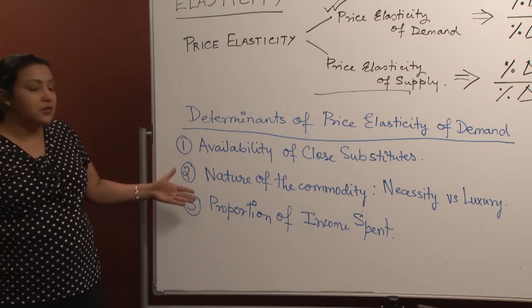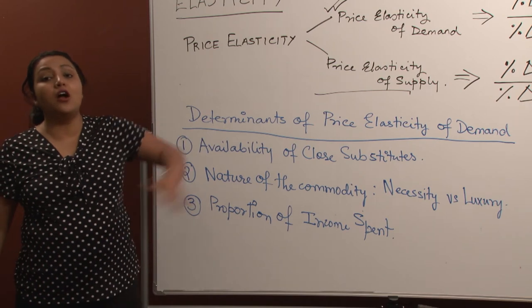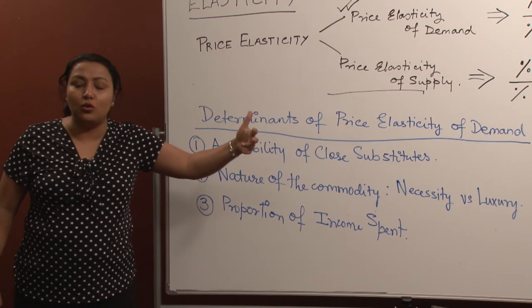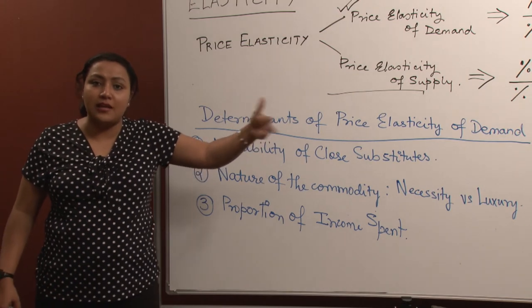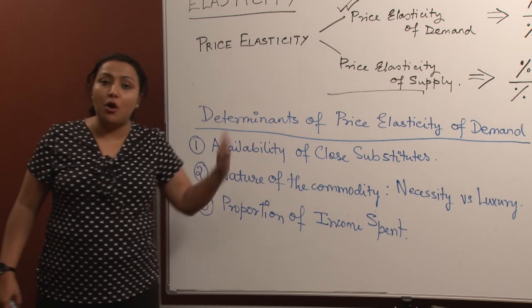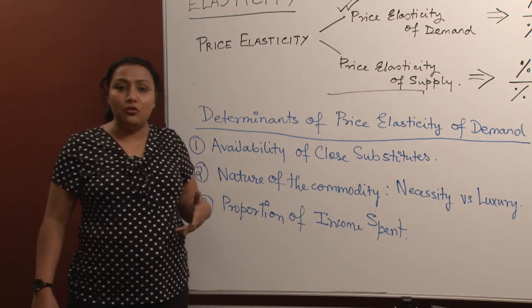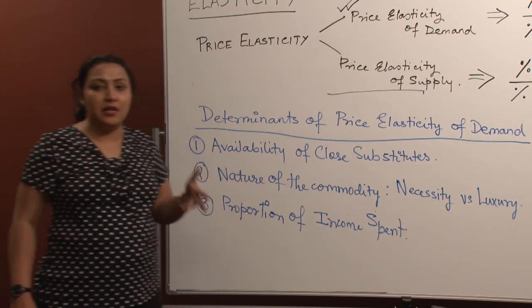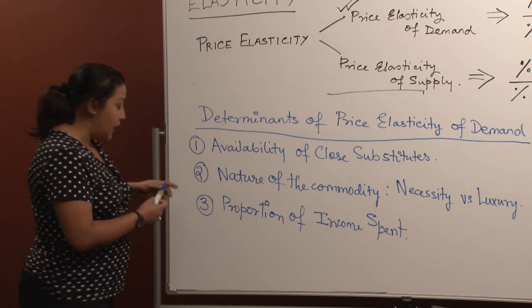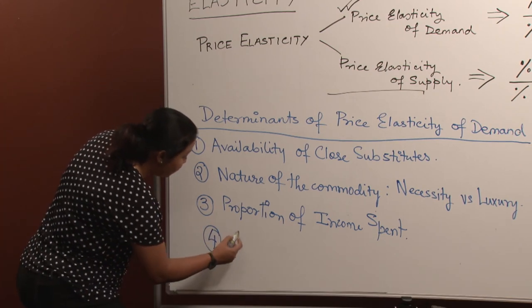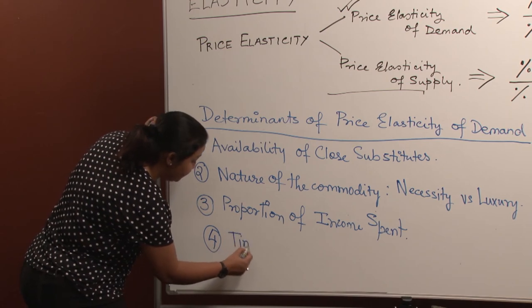So in other words, if a commodity takes up a larger proportion of your income, then you are price elastic towards those commodities. Your demand is price elastic. However, if the commodities take up a smaller proportion of your income, then you tend to be demand inelastic towards those commodities. And the last and final one, very important still, the time horizon.